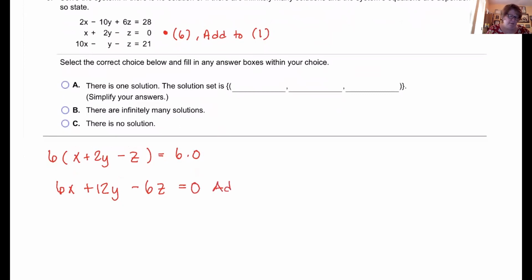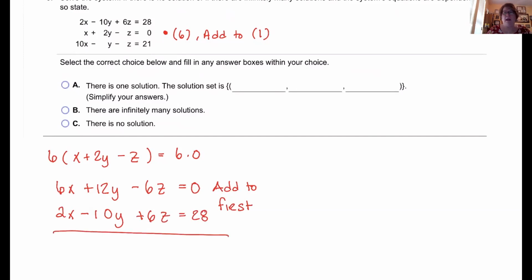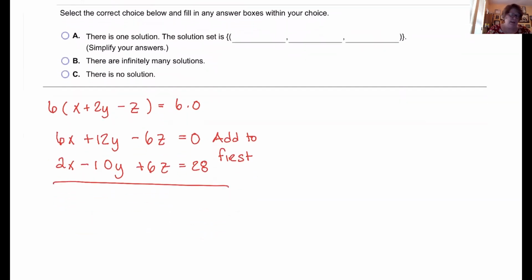Now I'm going to add that to the first equation. My first equation is 2x minus 10y, excuse me, let me erase that. Don't want to make a sign error. Plus 6z equals 28. Let's make sure we have that written down correctly. Looks good. Now I'm going to add those two equations together. 6x plus 2x is 8x. 12 minus 10 is 2y. The z's add to 0. 0 plus 28 is 28. So there's my first equation in x and y.